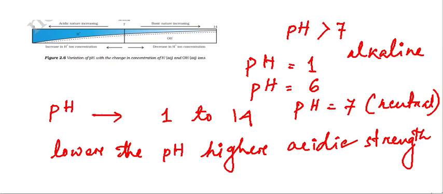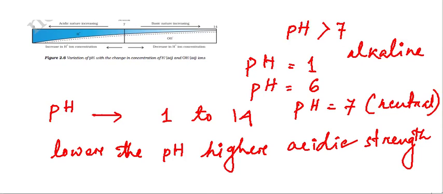So the pH scale ranges from 0 to 14, and in between you have a mark which is nothing but pH equal to 7. The solution which has pH equal to 7 becomes neutral, and then if the pH is more than 7, the solution becomes alkaline. So below 7 acidic, above 7 alkaline or basic.